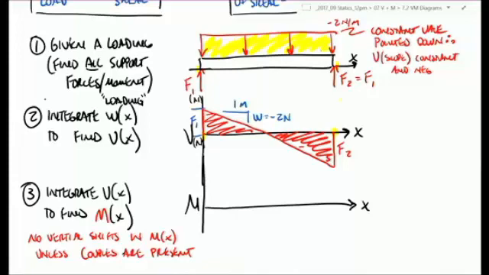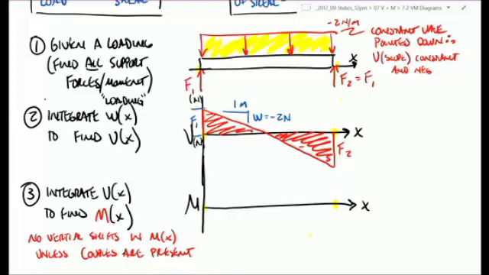So same thing for our moment diagram. If we don't have a concentrated couple on either end, it's going to start and finish at 0, right? Because there's no vertical shifts. So we're going to start here at 0, and we're going to end here at 0. So if the value of our shear is the slope of the moment, will my moment curve start in a positive direction or a negative direction? Value of the shear is the slope of the moment.